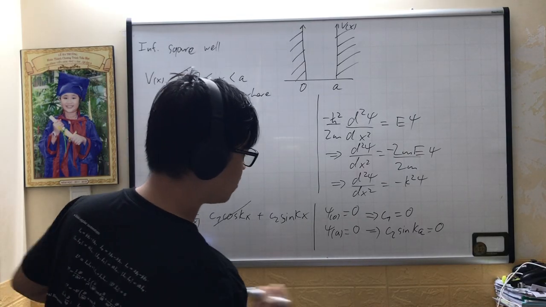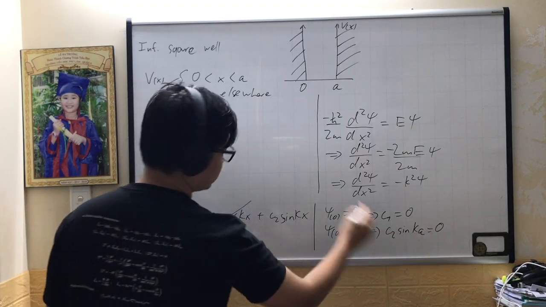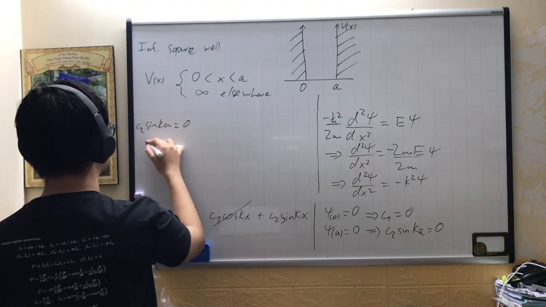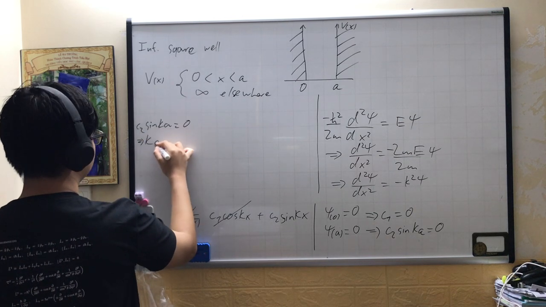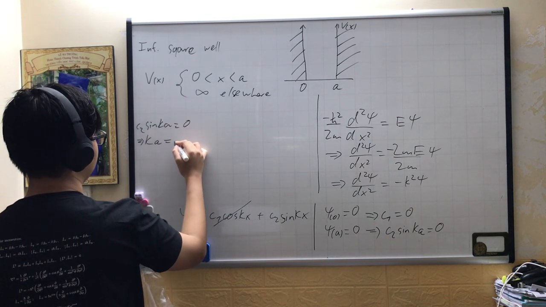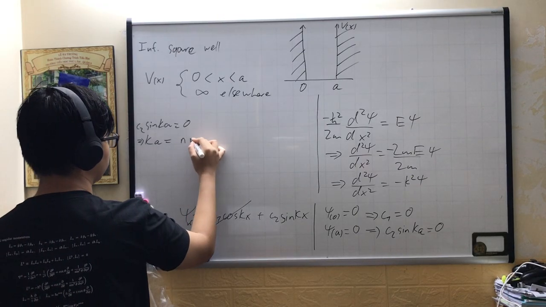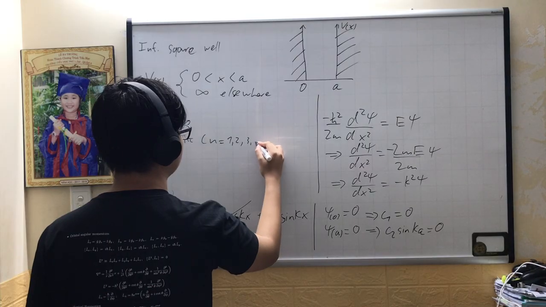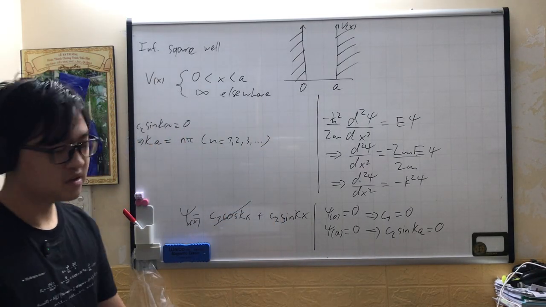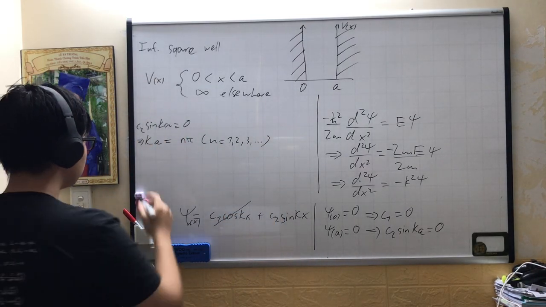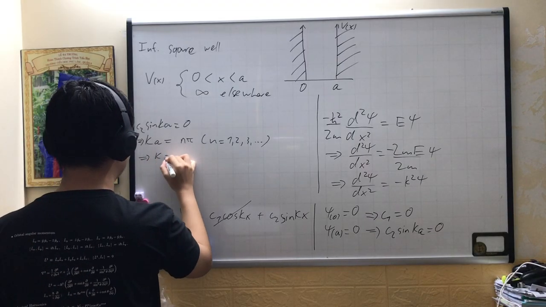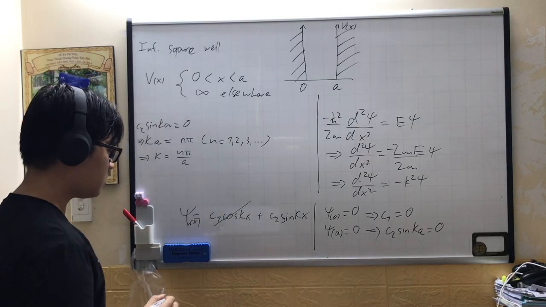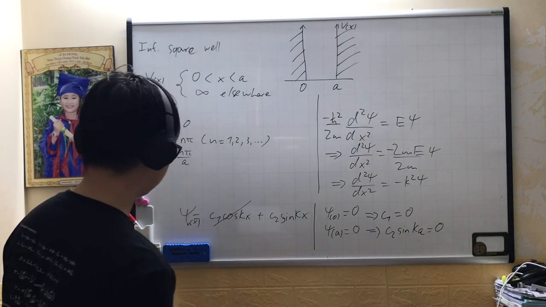And let's continue. So you want your sin(ka) here equal to 0. You would want the inside of your sine function to be a multiple of pi, where n is 1, 2, 3, and so on and so forth. Here you just get your k easily: n pi over a.